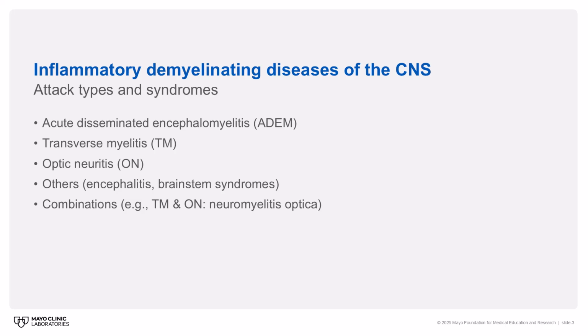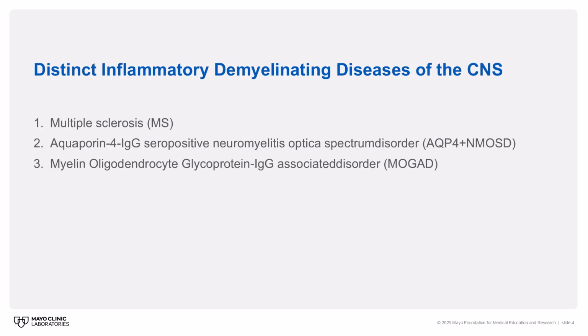So there are some of the attack types and syndromes that we know of, but I think we can now say that there's three major distinct diseases of the central nervous system that are demyelinating. And the first is multiple sclerosis, which ranges anywhere from asymptomatic multiple sclerosis that we used to call radiologically isolated syndrome, all the way to secondary progressive multiple sclerosis.